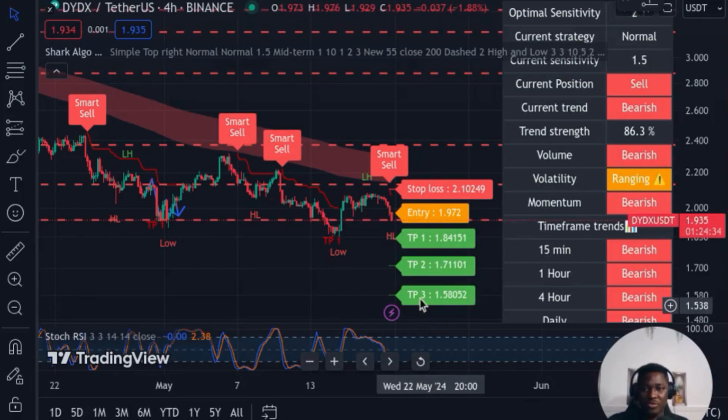1.58052. So as usual, we take 50% of our open position, we close it at TP1, we close 50% of what is left at TP2, and at TP3 we completely close the trade.